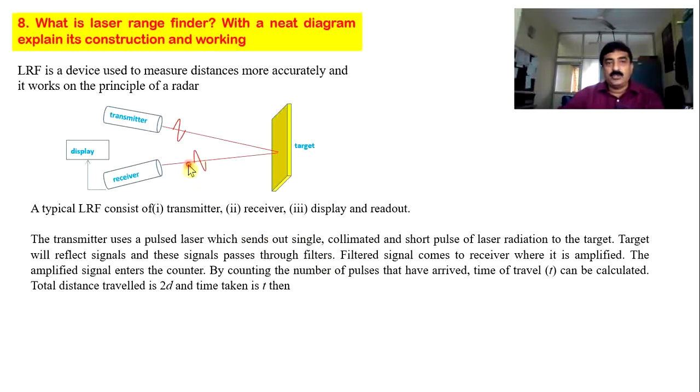Anyway, I have not shown the filter in the diagram. If you want, you can put the filter somewhere here. The filtered signal comes to the receiver where it is amplified. So suppose if the weak signal is received, it has to be amplified. Then amplified signal enters the counter. By counting the number of pulses that have entered, time traveled can be calculated.